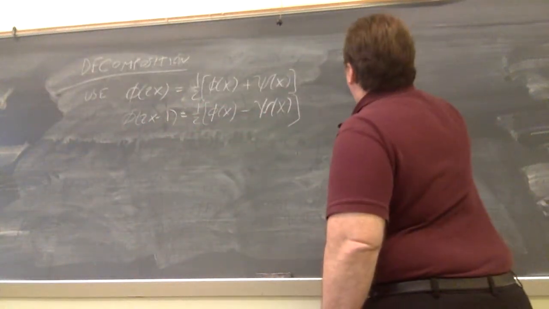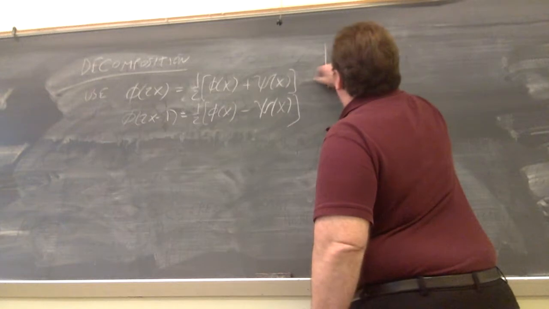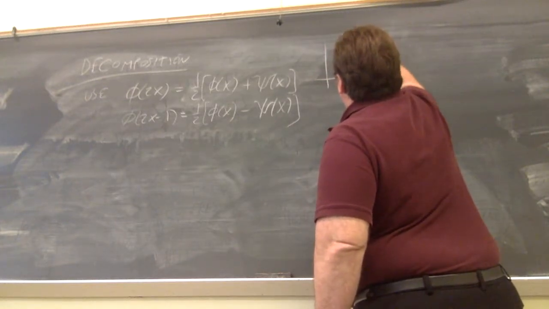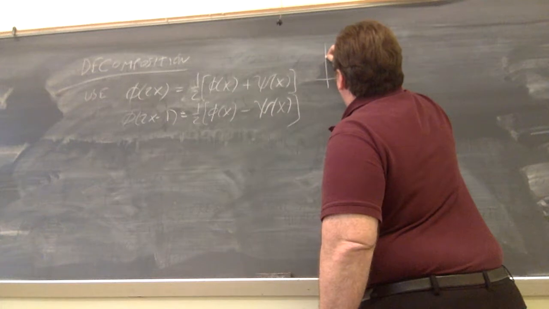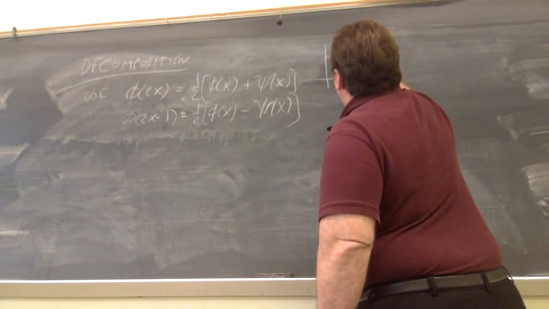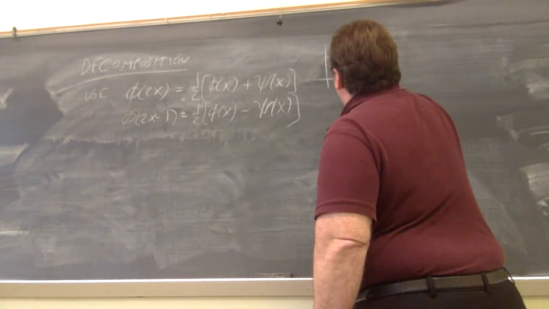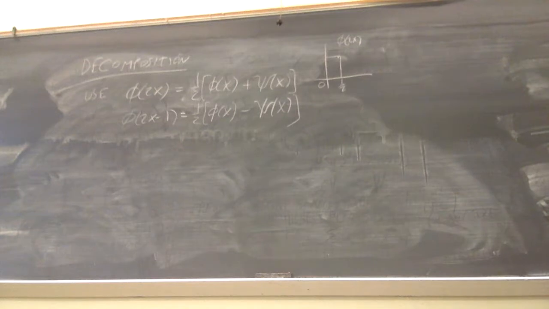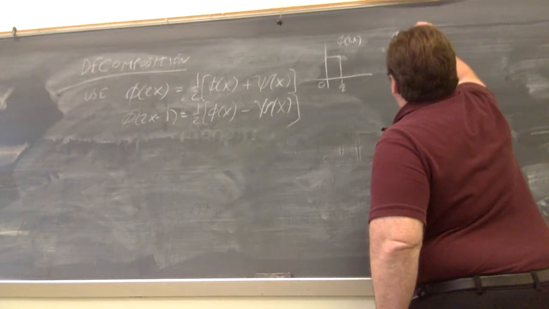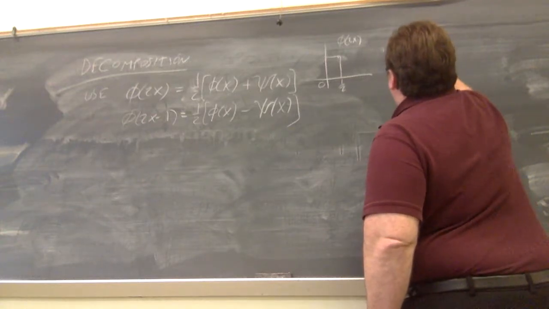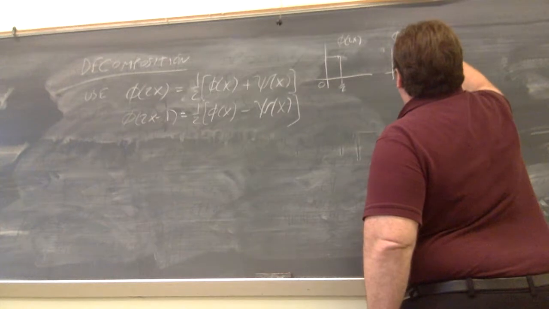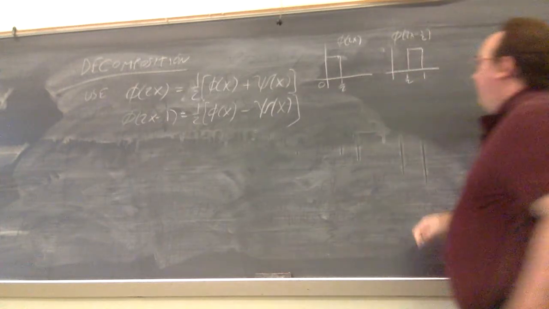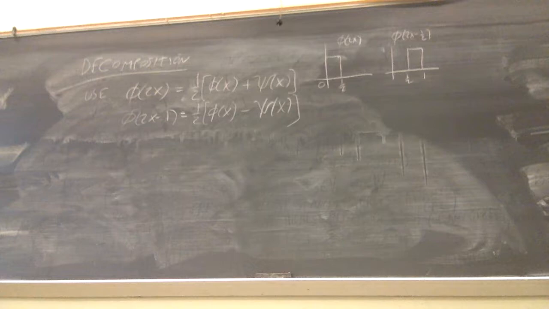So I do phi of 2x. That is a function that is equal to 1 from 0 to 1/2, and 0 otherwise. And then phi of 2x minus 1 is equal to 1 from 1/2 to 1. So in other words, you're taking the interval from 0 to 1, and breaking it in 2 halves. So we get the first half, second half.